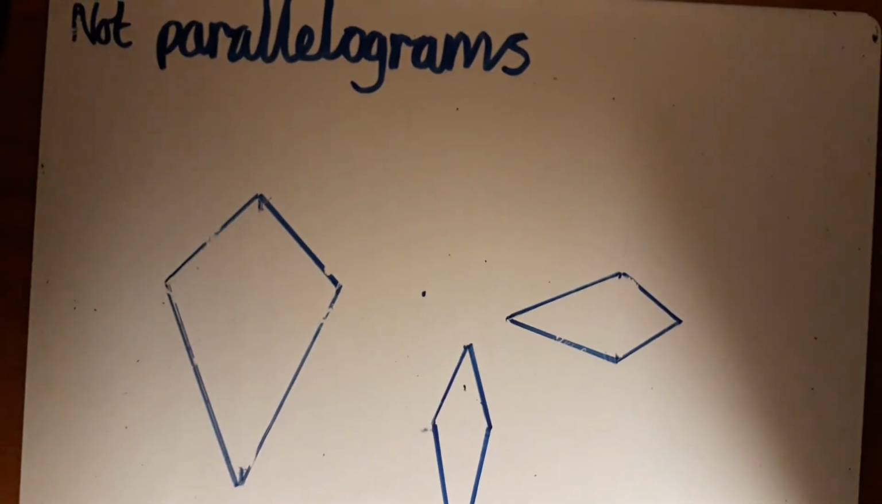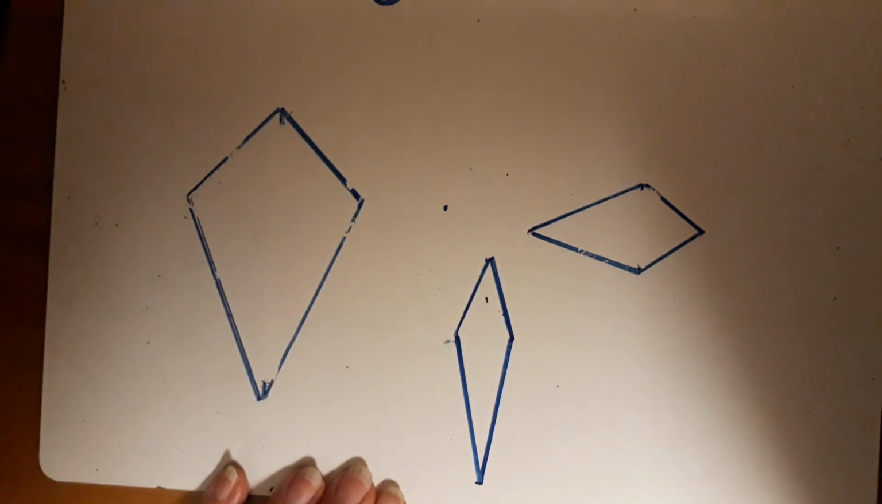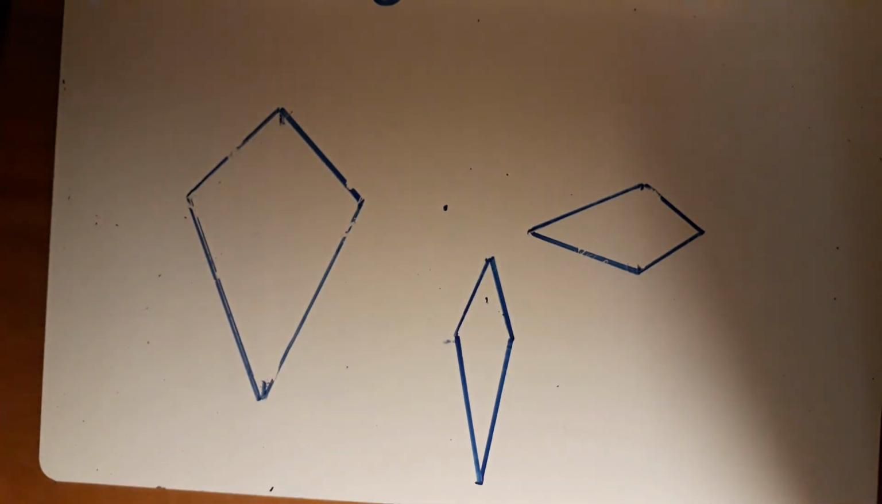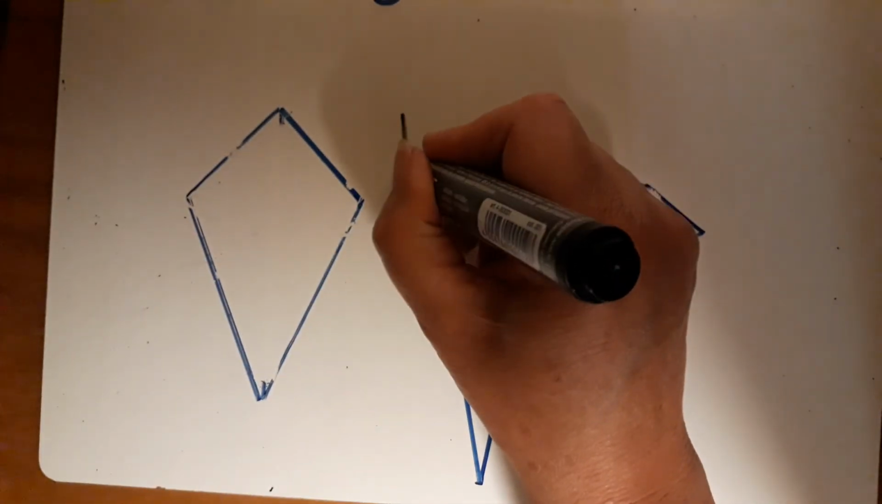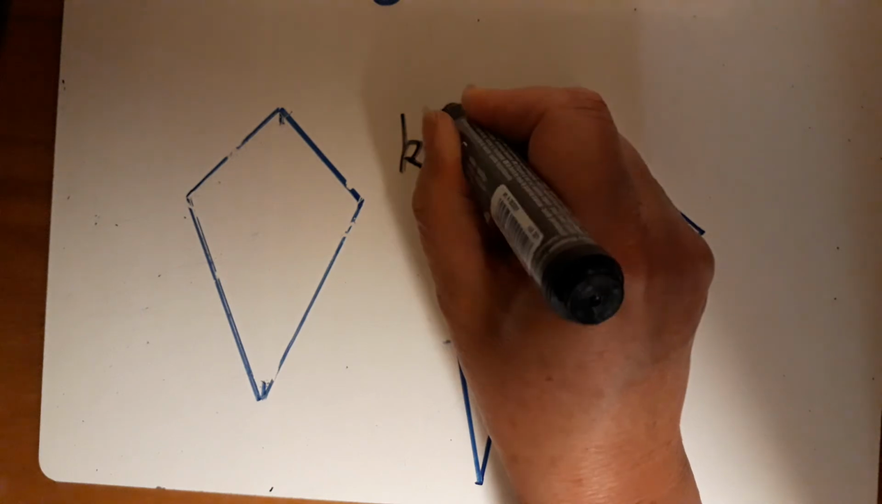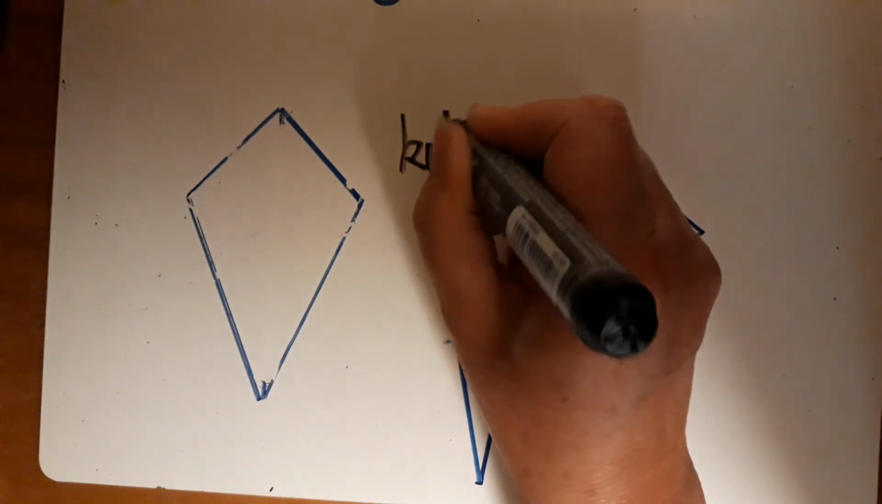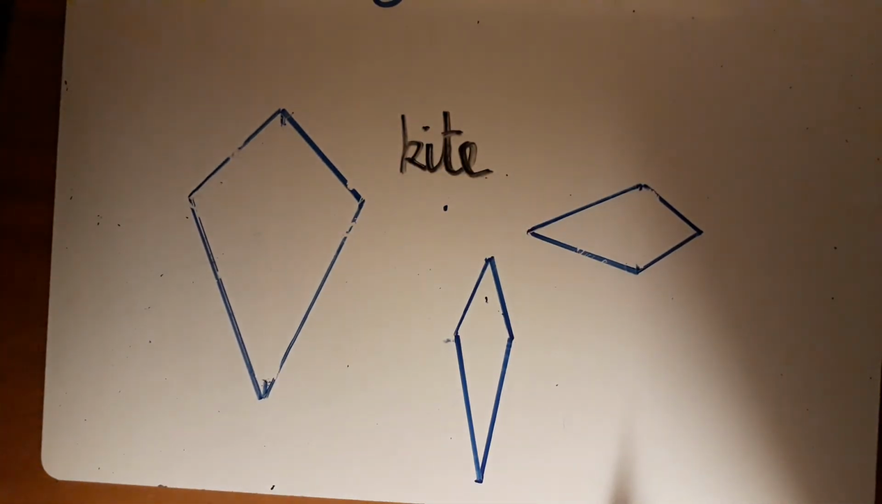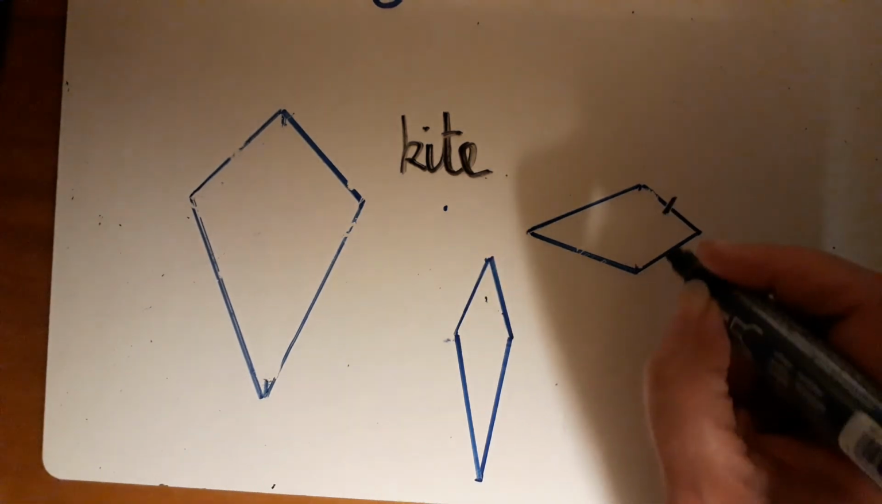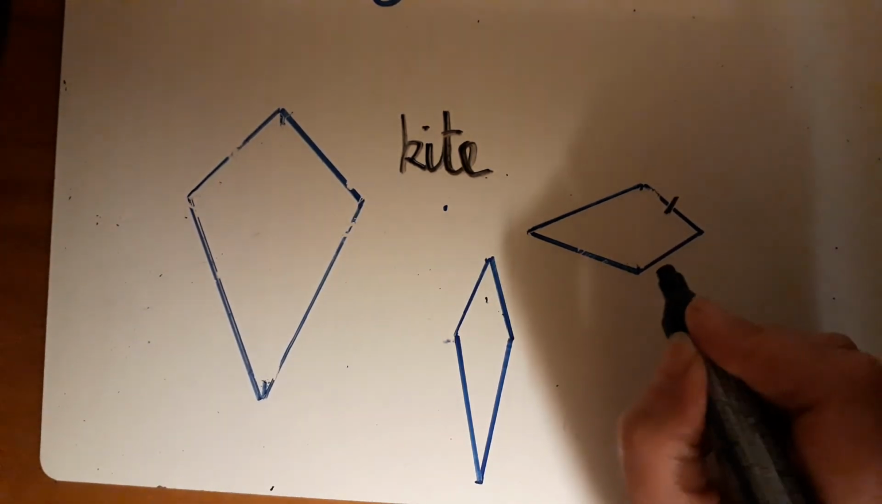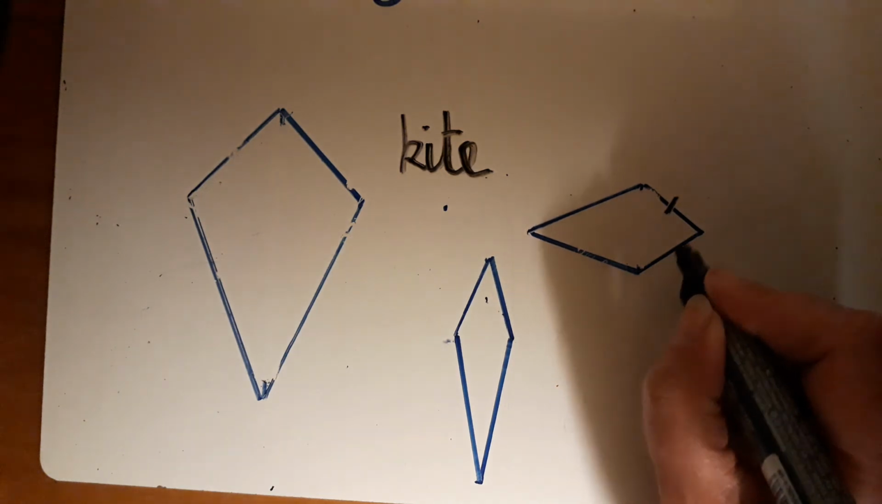And our last quadrilateral that we're going to look at is called a kite, and I've drawn 3 different kites, so you can see that they are the same type of shape, but they can look a bit different. What makes a kite is that it has no parallel lines at all.